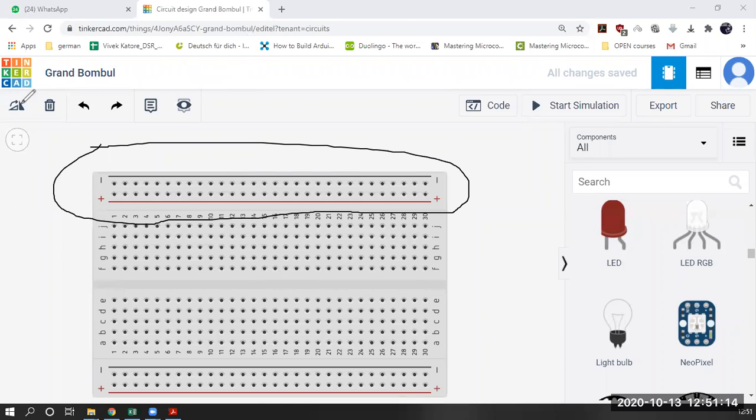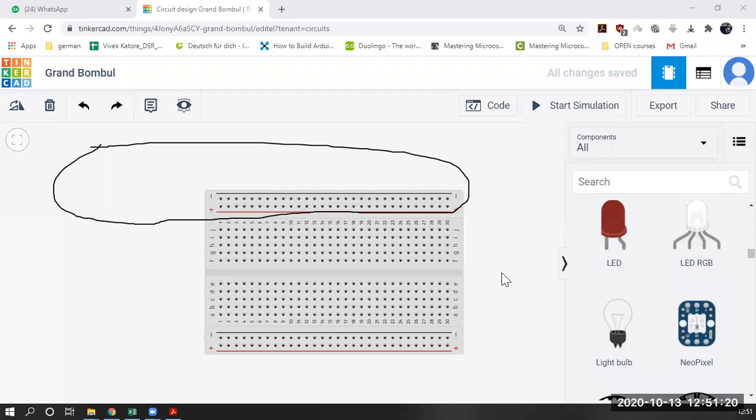This is nothing but a power rail, where mostly we connect the battery. Right.